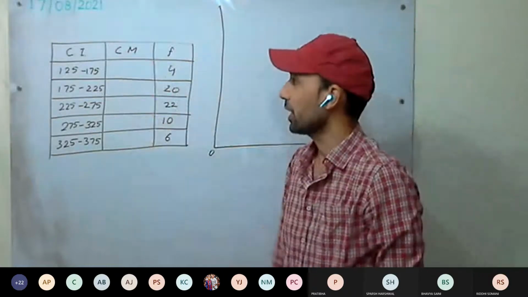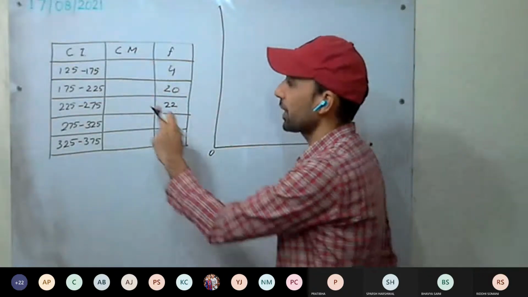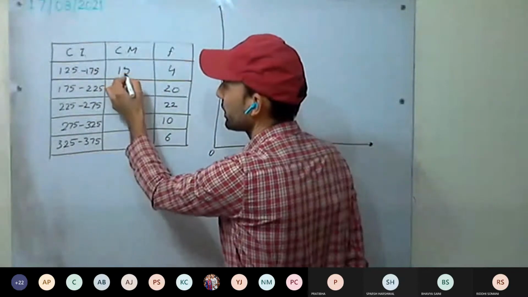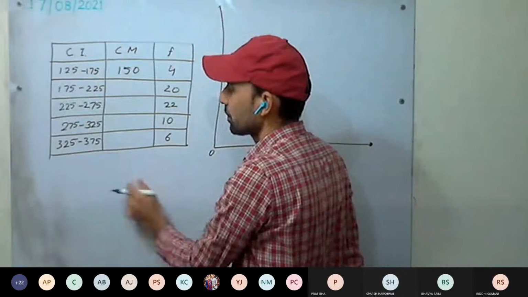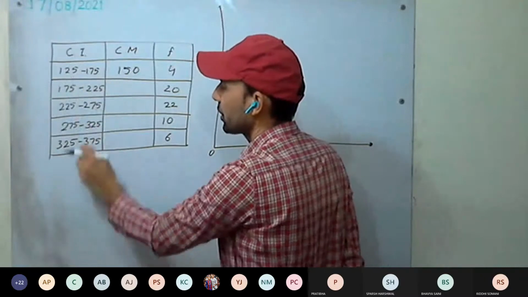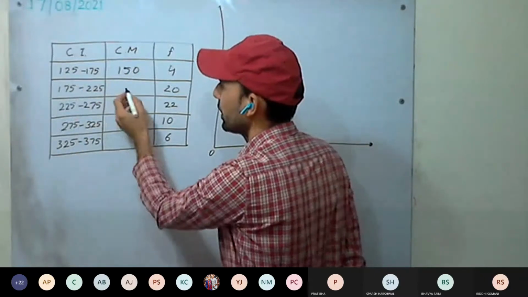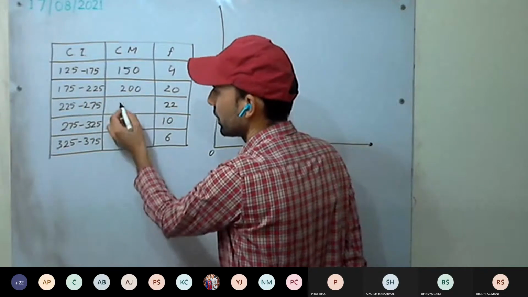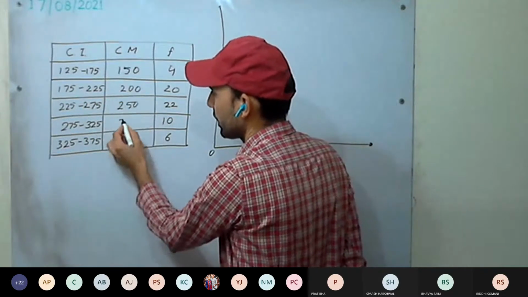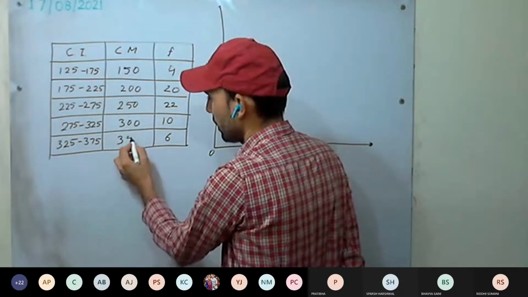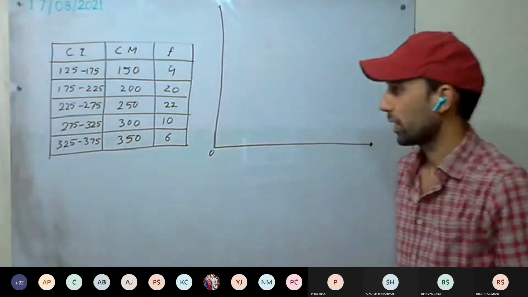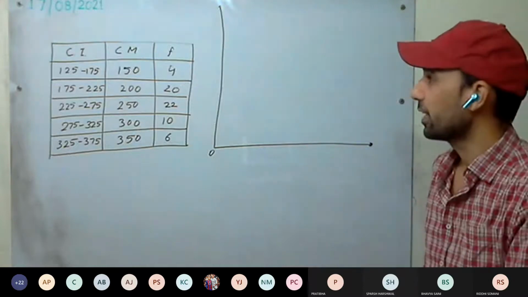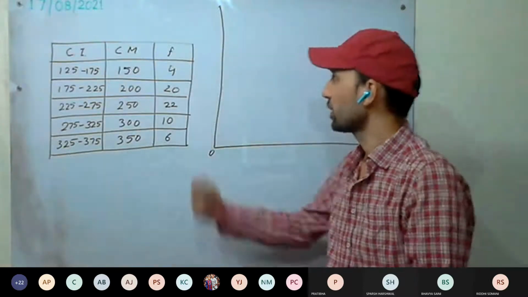Okay. Class mark, calculate the class mark. What will be the class mark? 150. Are you getting 150, everyone? 125 plus 175 divided by 2, 300 divided by 2. Here, how much are you getting? 200, 250, 300, 350. Okay. In such factories, the government must intervene and provide good wages to the workers.